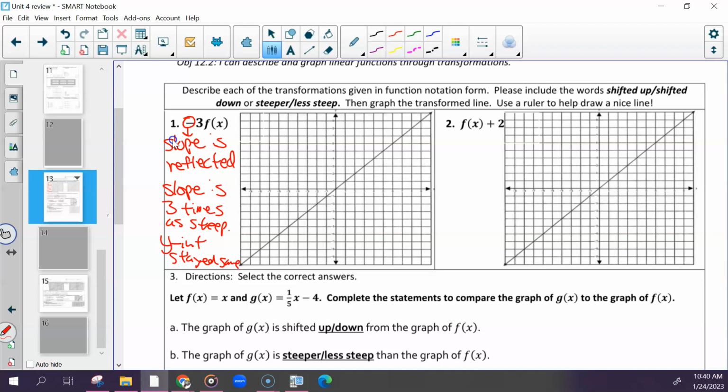So since really the slope changed and not the y-intercept, the y-intercept is going to stay the same, put it back at 0, 0. Your slope is 3, but it's now negative 3. So we're going to go up and left. So up 3, left 1, as many times as possible. Down 3, right 1, as many times as possible.